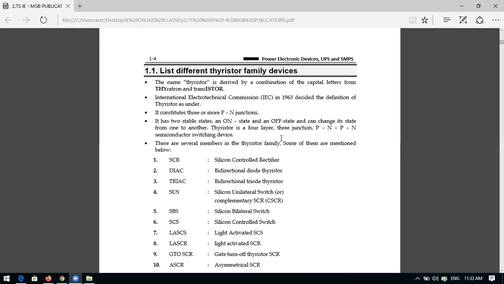Yes, sir. Okay, right. Now, what does thyristor mean? It is a combination of two capital letters, thyratron and transistor, and it is a how many layers device? It is a 4-layer device, and how many junctions are present in the PNPN thyristor? It is a 3-junction PNPN semiconductor switching device. So what does semiconductor switching mean?